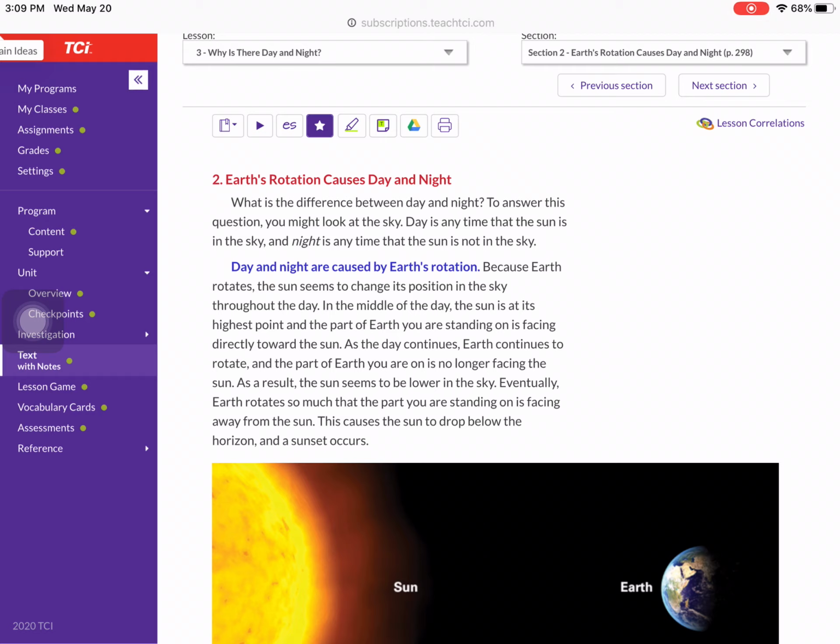Because Earth rotates, the sun seems to change its position in the sky throughout the day. In the middle of the day, the sun is at its highest point, and the part of Earth you are standing on is facing directly towards the sun. As the day continues, Earth continues to rotate, and the part of the Earth you are on is no longer facing the sun. As a result, the sun seems to be lower in the sky. Eventually, Earth rotates so much that the part you are standing on is facing away from the sun. This causes the sun to drop below the horizon, and a sunset occurs.